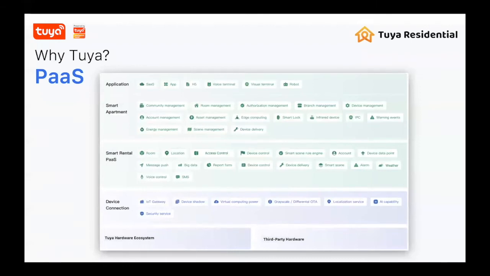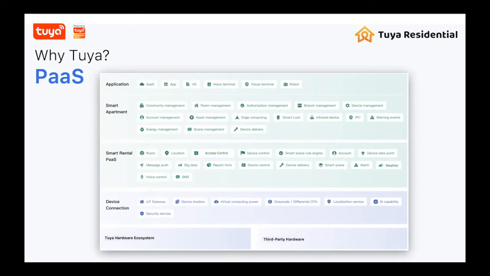So here's a more detailed look at the PaaS capabilities we have available at Tuya Residential. At the bottom, you can see that when running a PaaS program, you'll be able to utilize not only hardware powered by Tuya, but also third-party hardware. On the next row up, you can see all of the APIs related to smart device control. And then up from here, you can see all of the functionalities you may need when running a smart rental property business. For example, access control and account management.